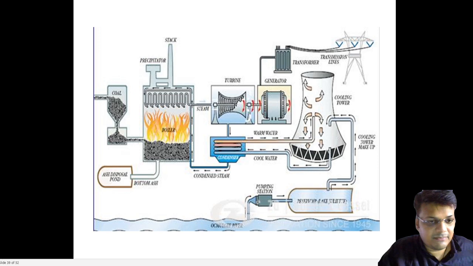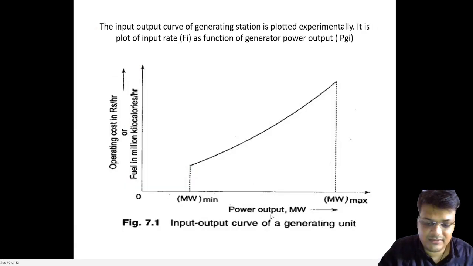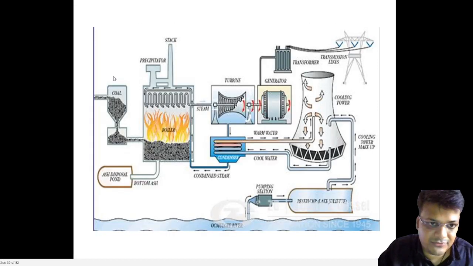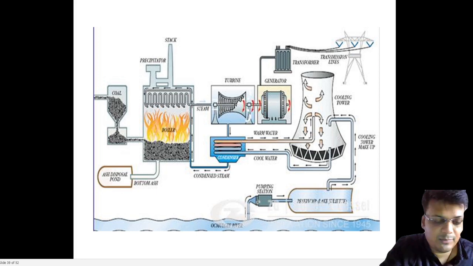From here we get the curve of fuel in million kilocalories against the power output. The relationship is directly proportional. If you forget about the turbine, if you increase the fuel it will generate more steam and more power, and if you reduce the fuel it will generate less power. Whatever the relationship between the fuel and generation, it is seen in the input output graph of the power plant. So it is given here.